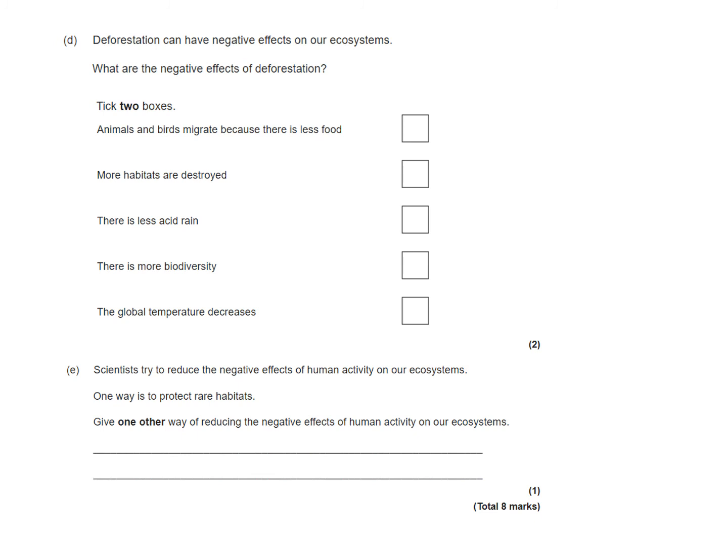So here's the next part to our question, follows on from the previous bit. Deforestation can have negative effects in our ecosystems. What are the negative effects of deforestation? Tick 2 boxes. Pick 2. Decide which 2 you would have ticked.